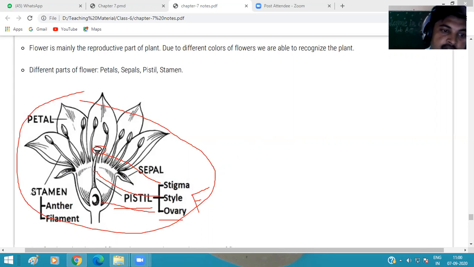Okay, and when we talk about the male part, the male part is called the stamen, and it has two parts. The first one is the filament, the tube-like structure, and the sac-like structure is called the anther. Okay.